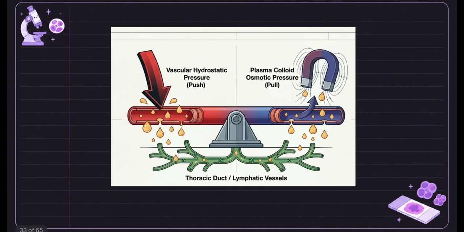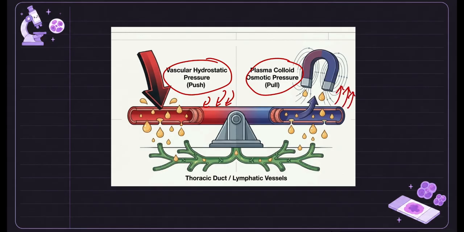Think of fluid movement as a delicate seesaw governed by vascular pressure. On one side, vascular hydrostatic pressure acts as a physical push. It continuously forces fluid out of your blood vessels. On the other side, plasma colloid osmotic pressure acts like a magnetic pull. It draws that fluid back inside. Under normal, healthy conditions, these opposing forces are nearly perfectly balanced.